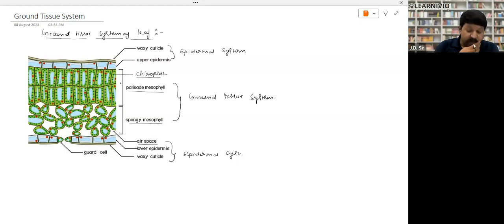Yes, sir. Okay. Please note down some ground tissue. Put the heading ground tissue. The ground tissue system is formed from ground meristem. Ground meristem. Fine.